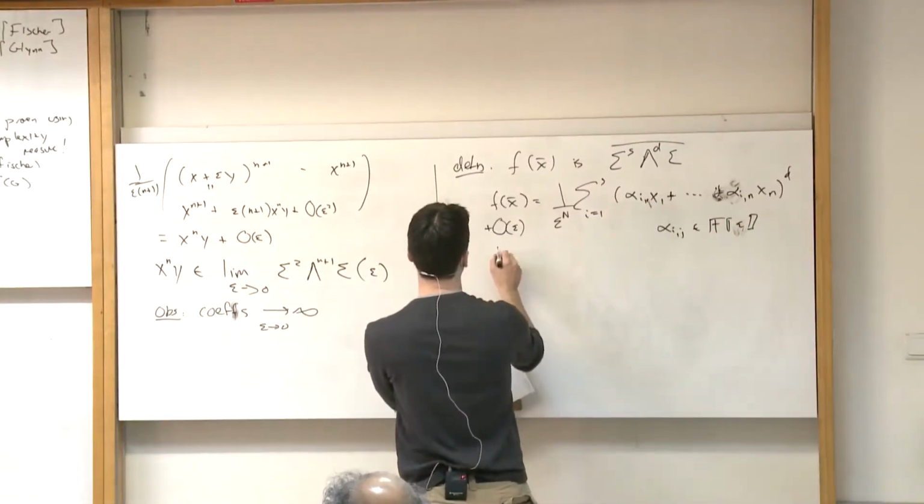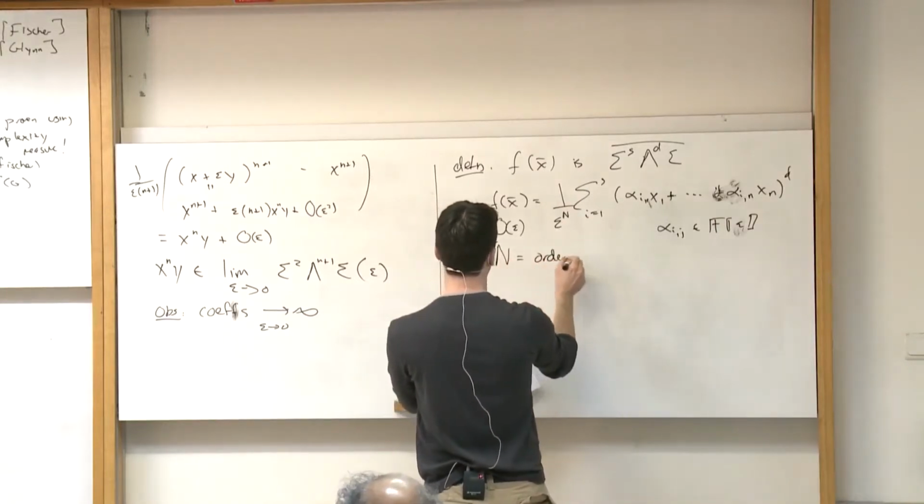The salient feature here, though, is that n is going to be called the order of approximation.